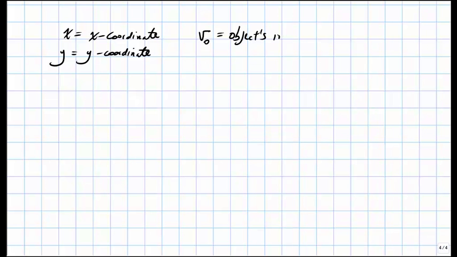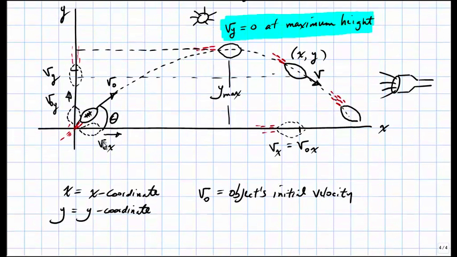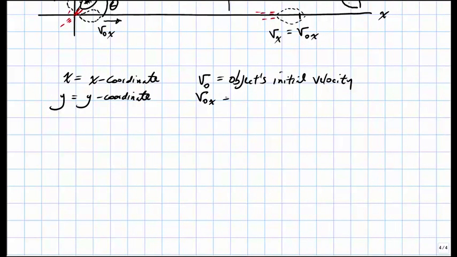Let's now formally define all the variables that we just discussed, starting with the definition of x. X was just defining the x-coordinate of the object, and y defines the y-coordinate of the object. So this is the way we locate the object, through its x and y coordinates. V0 is defined as the object's initial velocity. V0x, which is the x component of the object's initial velocity, is defined as the initial horizontal velocity. It's the horizontal shadow's initial velocity. So V0x equals the initial horizontal velocity.